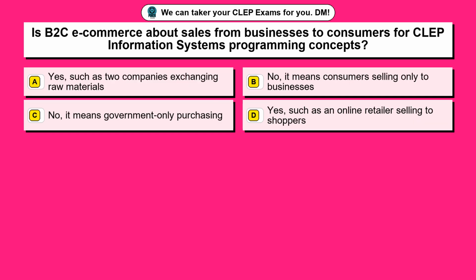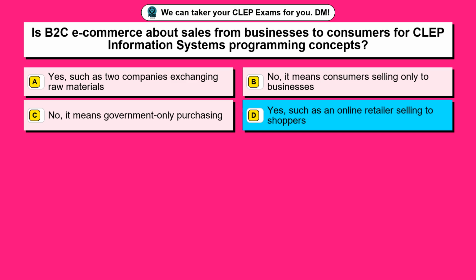Question 12. Is B2C e-commerce about sales from businesses to consumers for CLEP Information Systems programming concepts? Option A. Yes, such as two companies exchanging raw materials. Option B. No, it means consumers selling only to businesses. Option C. No, it means government-only purchasing. Option D. Yes, such as an online retailer selling to shoppers. The correct answer is option D.